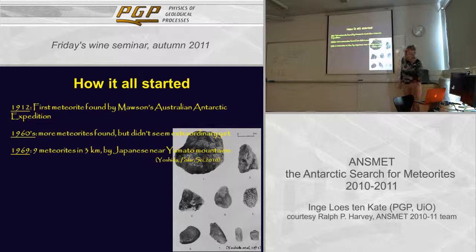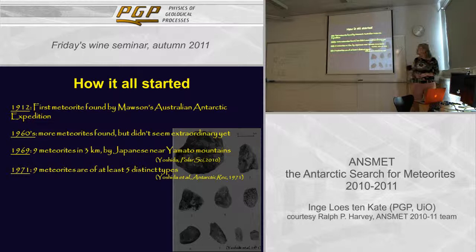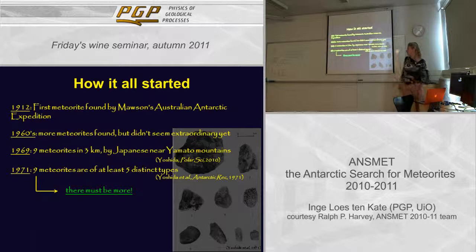What is this scheme? This is 3 centimeters. So this is about 6, and these are tiny, about centimeters. And then after they analyzed these meteorites, they concluded that there were at least 5 distinct types. So then Antarctica became a little more interesting. So there must be more meteorites. And then the Japanese set up an experience in 1974, and in 1976, ANSMET started.